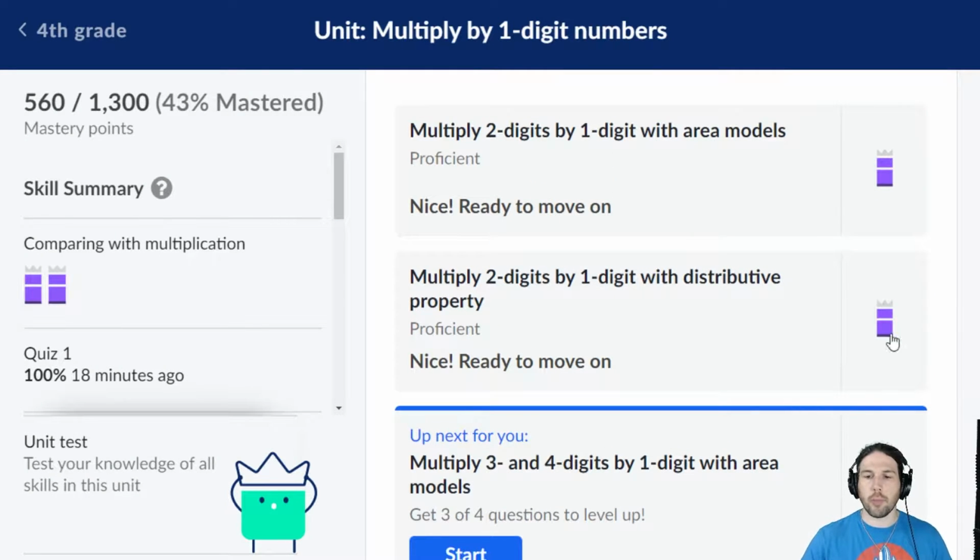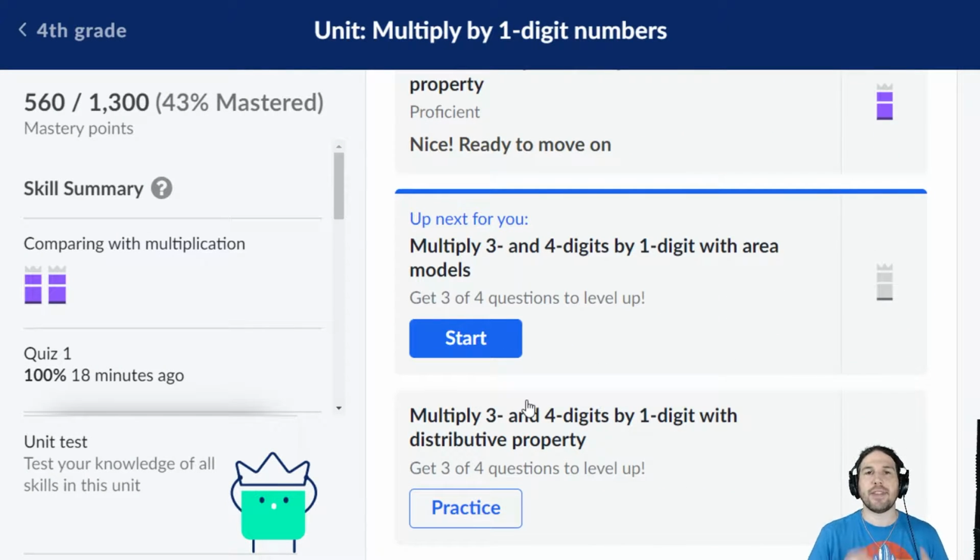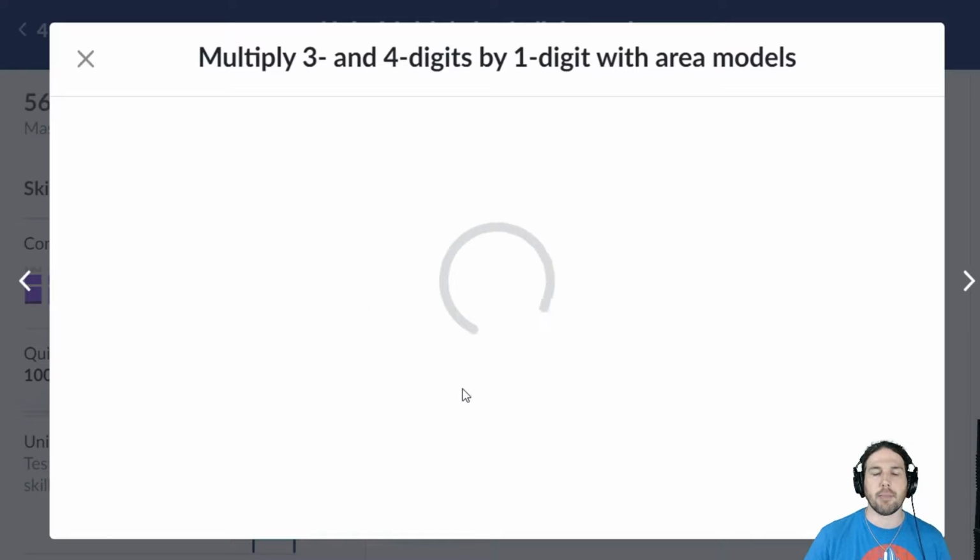Now, as normal, once we have this idea of area models, we can generalize it to different and larger numbers, which is what we're going to do now: multiplying 3 and 4 digits by 1 digit with area models.